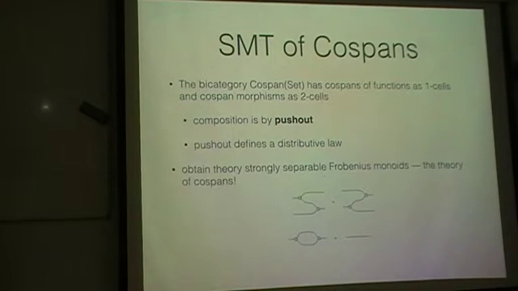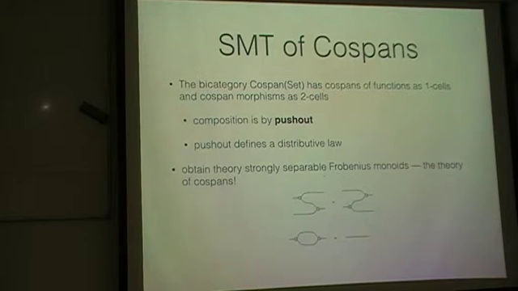Compositions by push-out. Again, push-out defines a distributive law, and it turns out, interestingly enough, that the theory that you get is the theory of strongly separable Frobenius monoids. So essentially, we get the Frobenius law here and this special strongly separable equation over here.